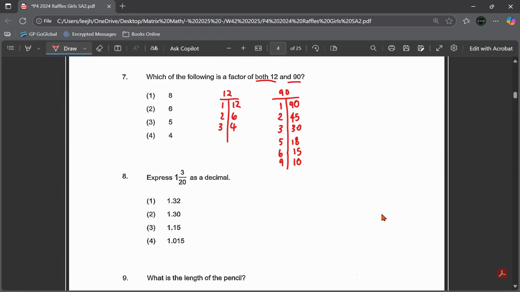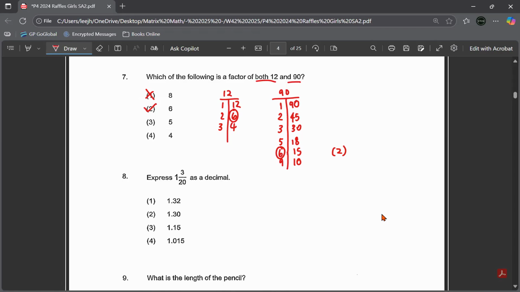If you look at all these options given, which one is a factor of both 12 and 90? 8, we don't have, because both don't have 8. 6, yes, there is, and there's 6 as well. So actually it's number 2. If you want to double check, 5 is only for 90, so cannot. There's no 5 in the factors of 12. 4 is only for 12, 90 doesn't have. So the answer is number 2.